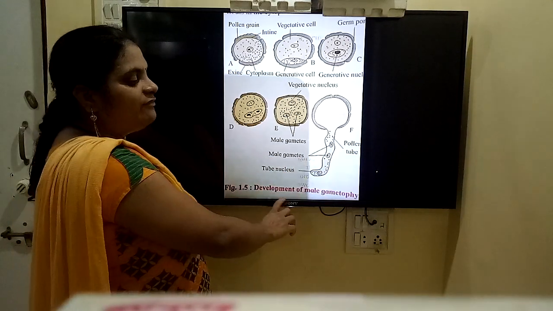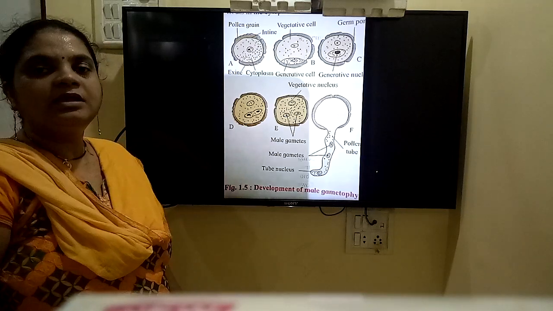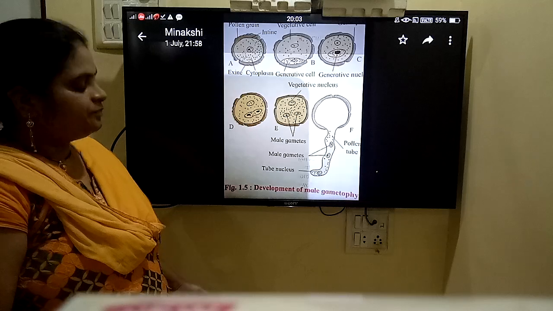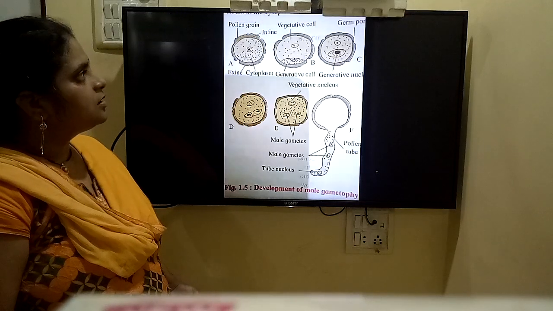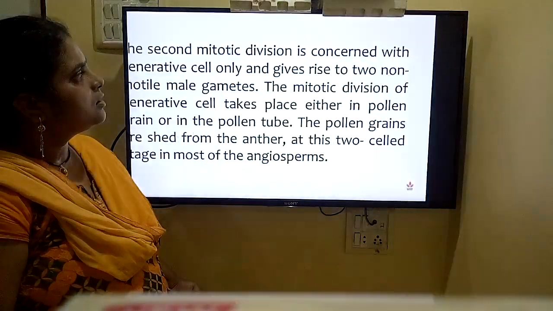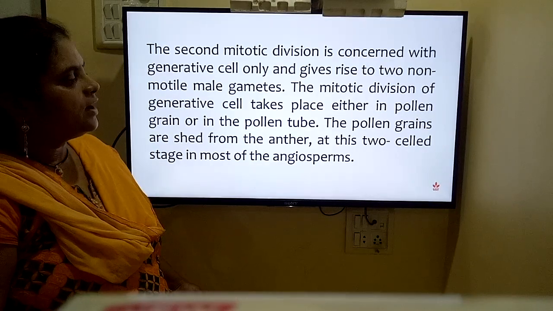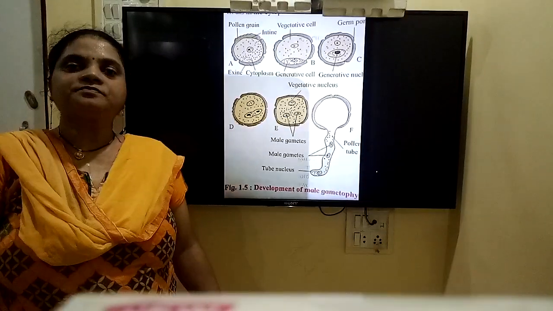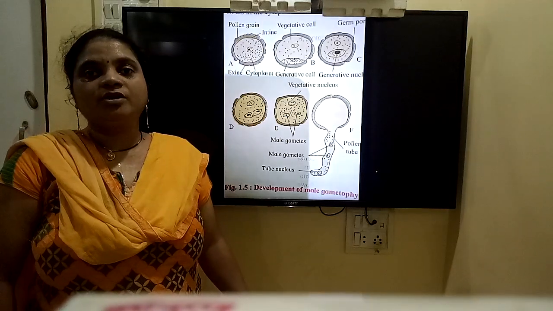So this is the development of the male gametophyte. Everybody understood? So this one is the male gametophyte. Here I completed the male reproductive whorl.